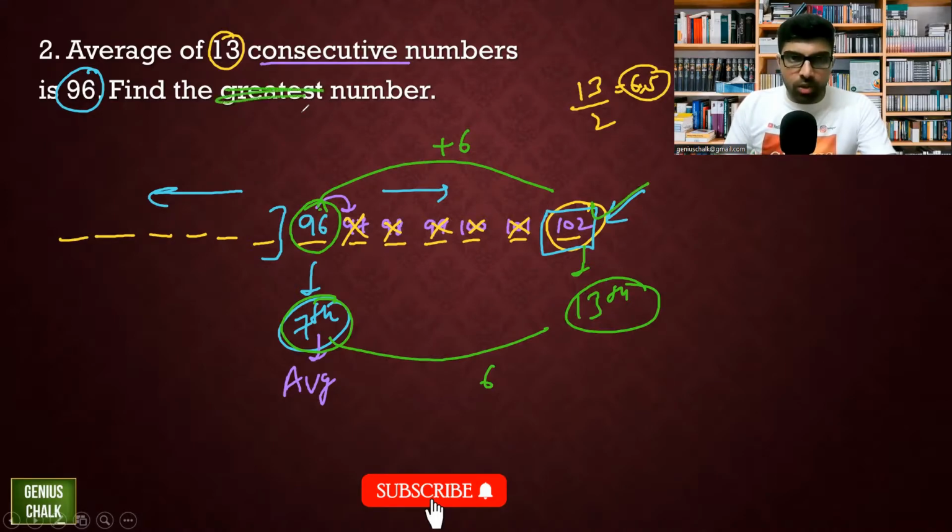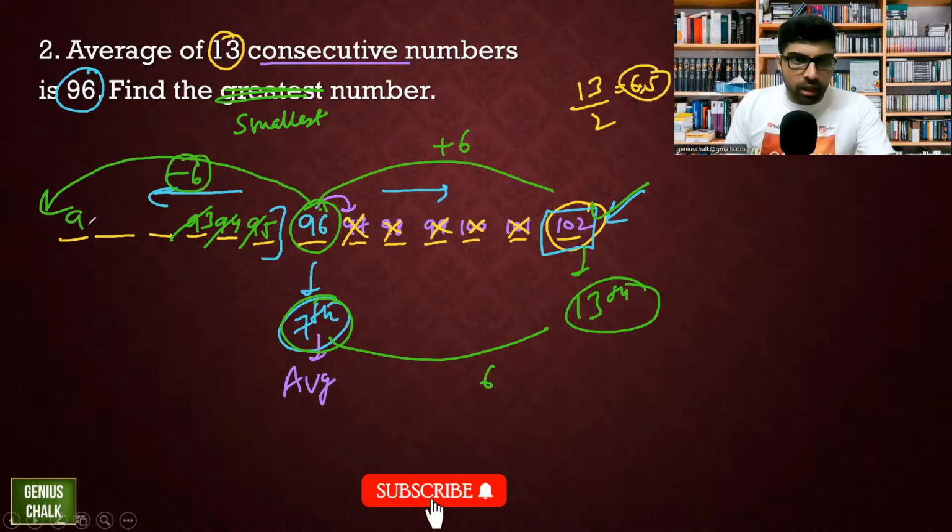Suppose the question asks you to find the smallest number, then you know that every number has a difference of 1. So it is going like this technically, but there is no need to write like this. Write like this: 96 minus 6 numbers back, so that has to be 92. I hope you are getting my point. Sorry, it's not 92, it's 90. 96 minus 6, or 6 observations back. So in exam, remember, whenever consecutive numbers are asked, just add them directly.